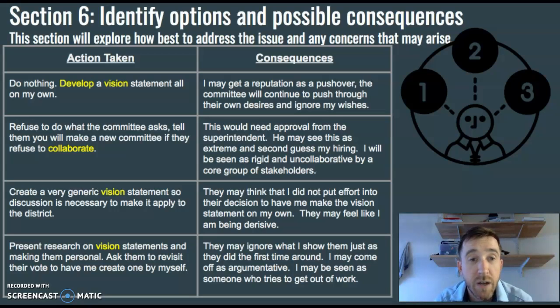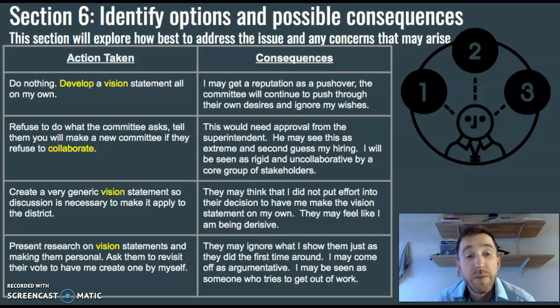My second option would be to refuse what they ask, tell them that I'm going to make a new committee and refuse to collaborate if they refuse to collaborate with me. This would need to get approval from the superintendent, and he may see this as extreme and second guess hiring me. I also could be seen as rigid and uncollaborative by a core group of the stakeholders.